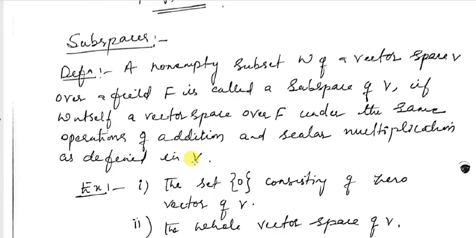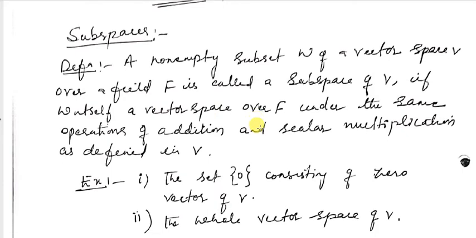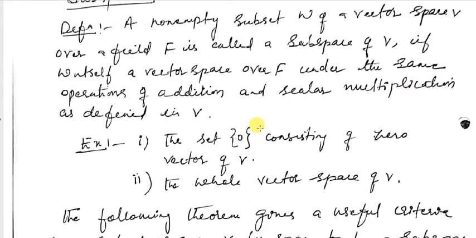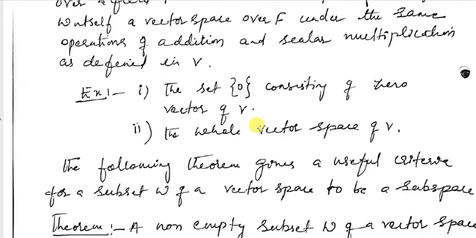So what is a subspace? A non-empty subset W of a vector space over a field F is called a subspace of V if W itself is a vector space under the same operations of addition and scalar multiplication. In example, here I have given two important subspaces, that is the set 0 consisting of 0 vector of V, and the whole vector space V.